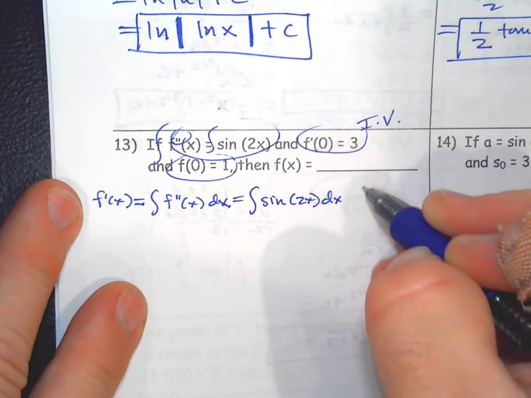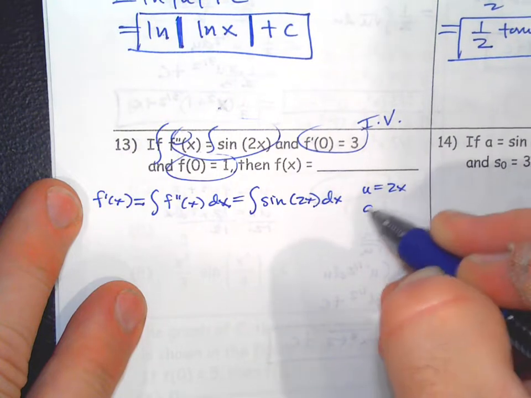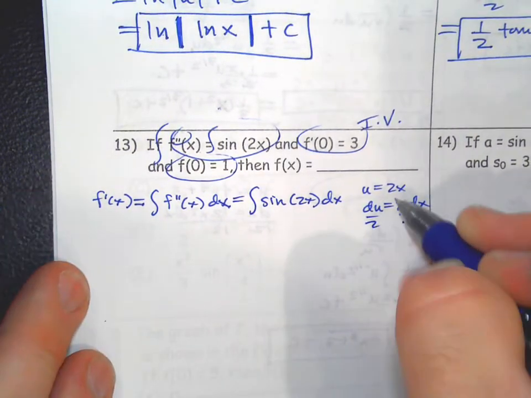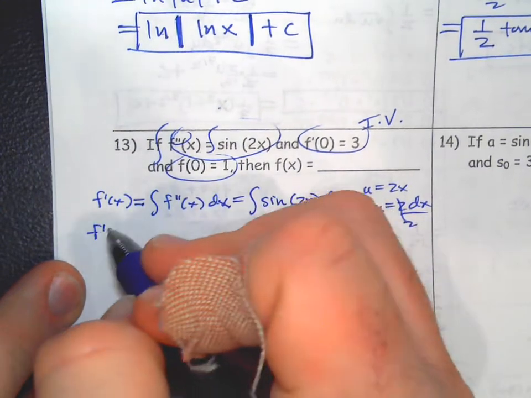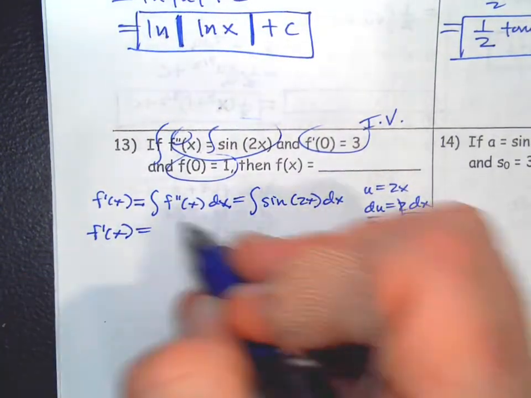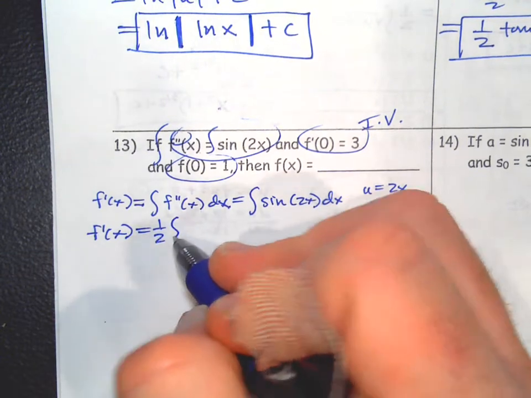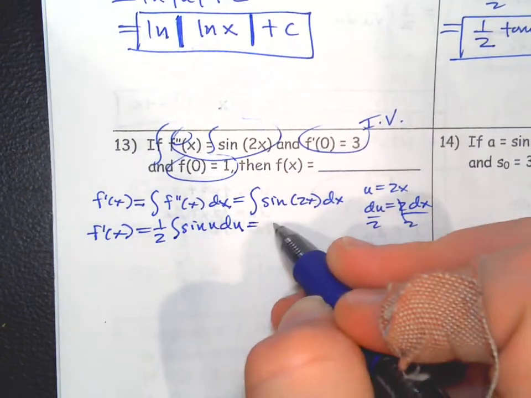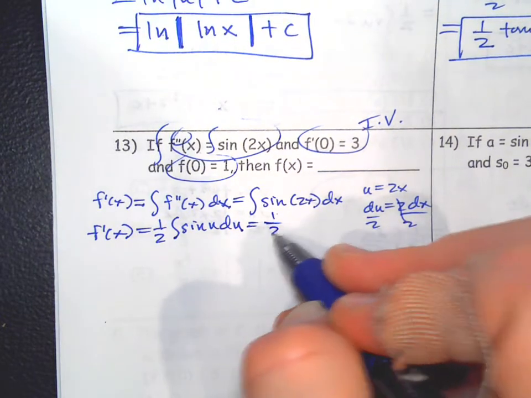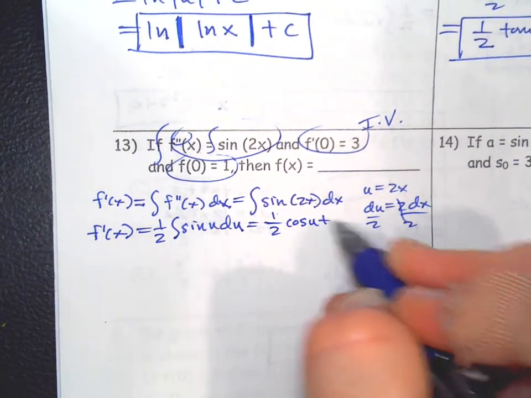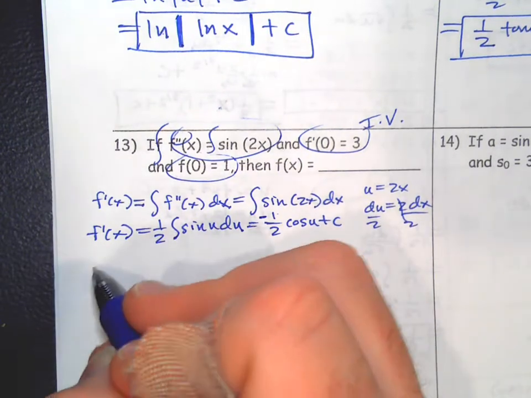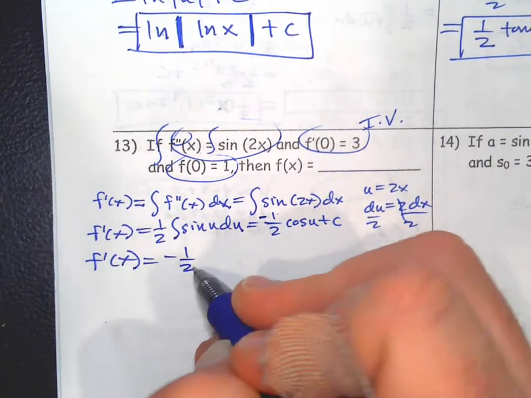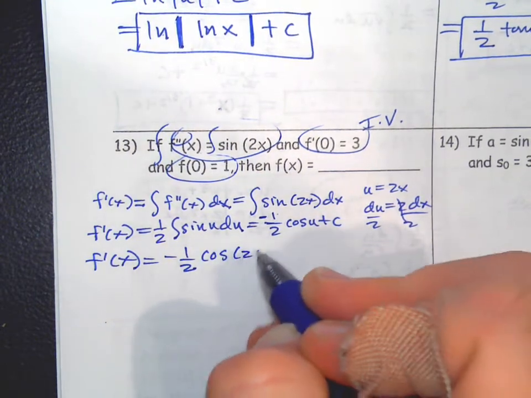So I'm going to go with u equals 2x, du equals 2 dx. I don't want the 2. So that means we're going to get 1/2 of sine u du, which is going to be 1/2 cosine u plus c, but a negative. And then we've got to change it back to the original variable. So it's going to be negative 1/2 cosine of 2x plus c.